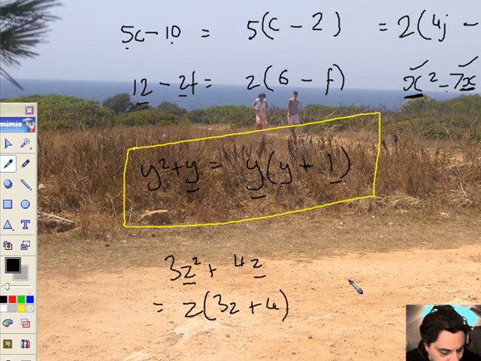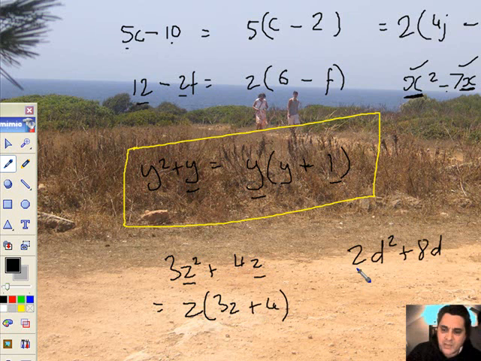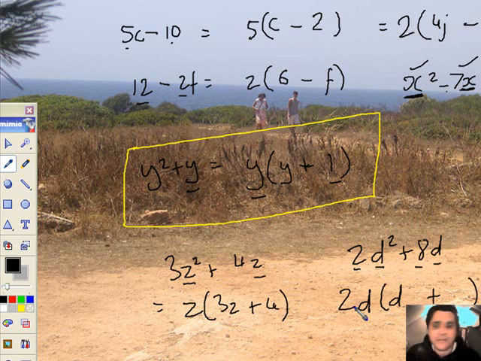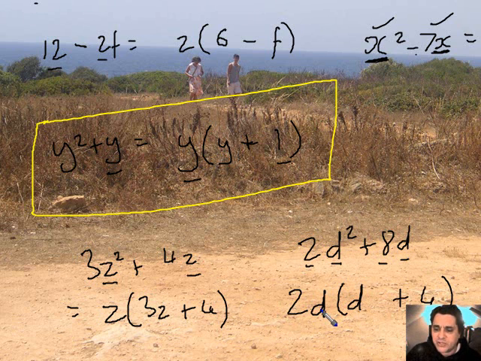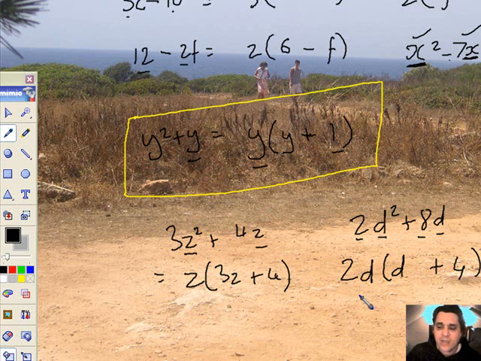Let's have a look at a more challenging one. I think I'll try Q. Q says this. It says 2d squared plus 8d. Now I like this one because I can take a 2 from a 2 and a 2 from an 8. I can take a d from a d squared and a d from a d. So the biggest I can take is 2d. Let's worry about what goes inside now. 2d times something makes 2d squared. Well, I'll require another d. 2d times d makes 2d squared. 2d times what makes 8d? Well, I need a 4 there, because 2d times 4 makes 8d. And this is called factorising fully.